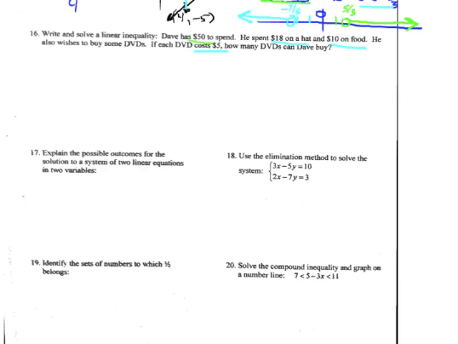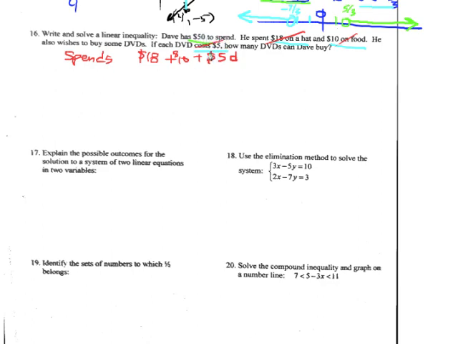Well, if we write an expression for how much he spends: $18 on the hat, he spends $10 on food, and he spends $5 times the number of DVDs he buys. So I'm going to write $5 times D. And what does he have? Well, what does he start with? As we use this information and represent it algebraically, we like to cross it out, bam, cross it out, bam, cross it out.